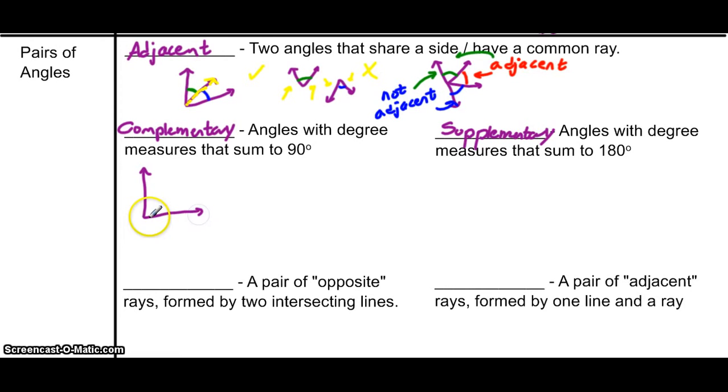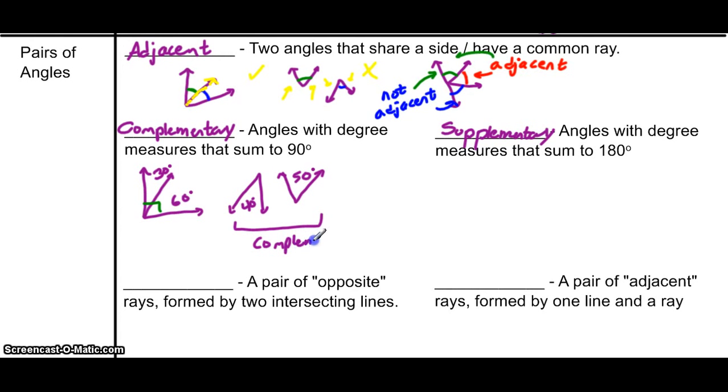So if I had a 90-degree angle and I split that with a ray like this, and let's say I had perhaps a 30-degree angle right here and a 60-degree angle, these two angles would be complementary because when summed or added together, they create a 90-degree angle. However, in this example, they're adjacent, but they don't have to be. You could have maybe a 40-degree angle here and a 50-degree angle over here, and 40 plus 50 is 90, so together these two angles are also complementary because they sum to 90 degrees.